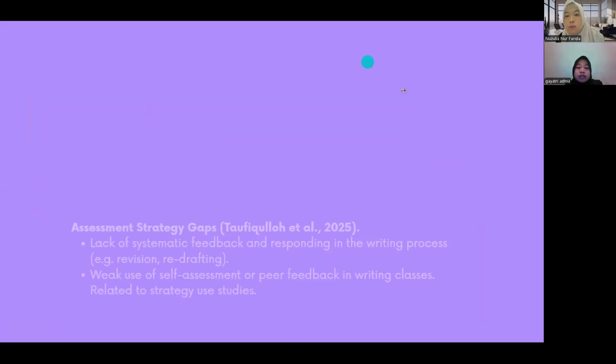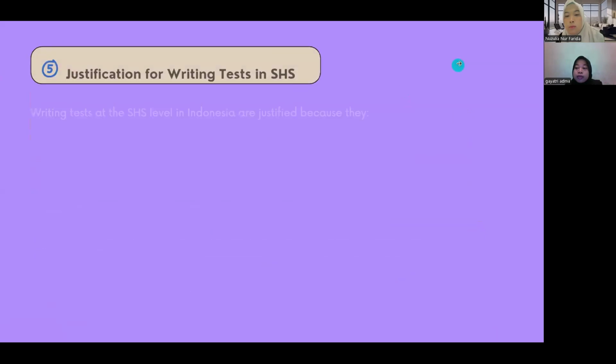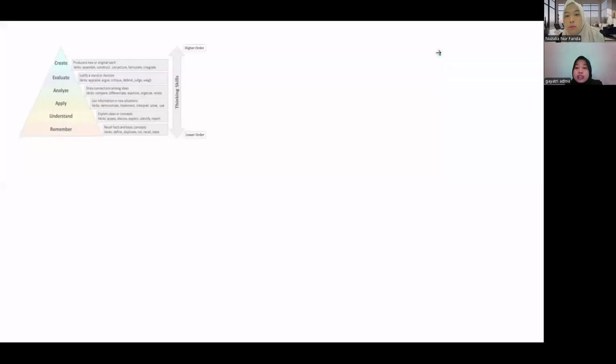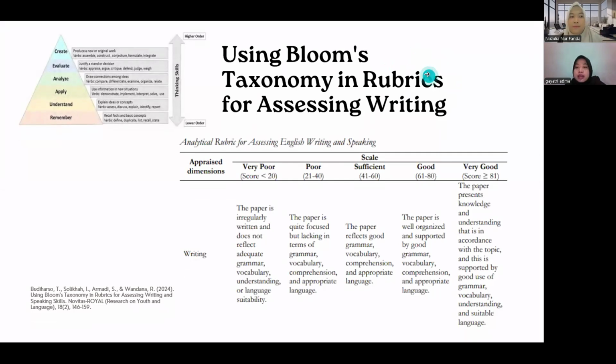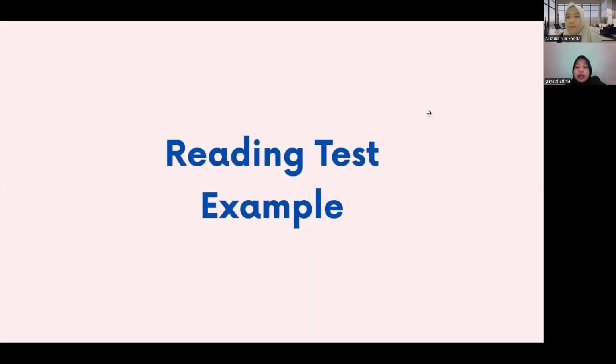Let's see the rubric here. Last time we talked about the rubric, where we used the Bloom taxonomy. And this is the example of a reading test that I have made.